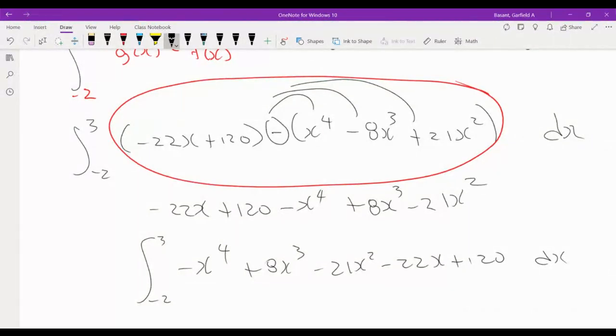Is everyone okay so far? All we did was subtract two functions and set up the integral.